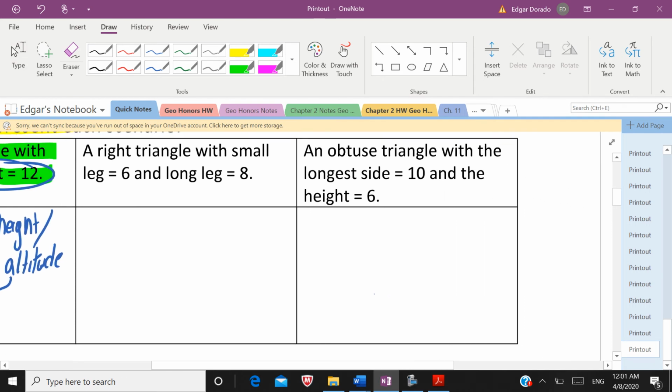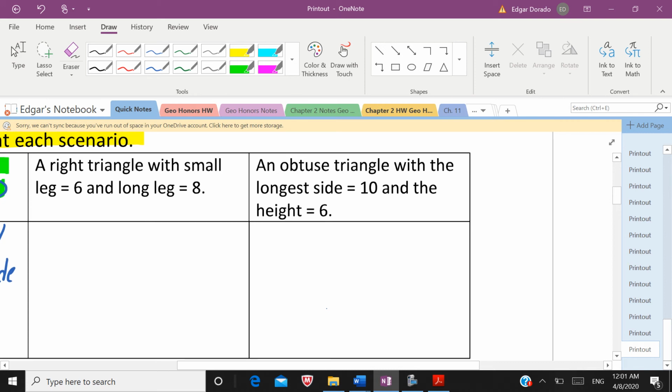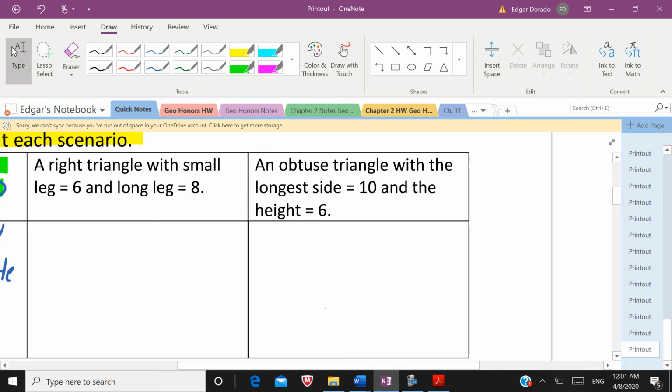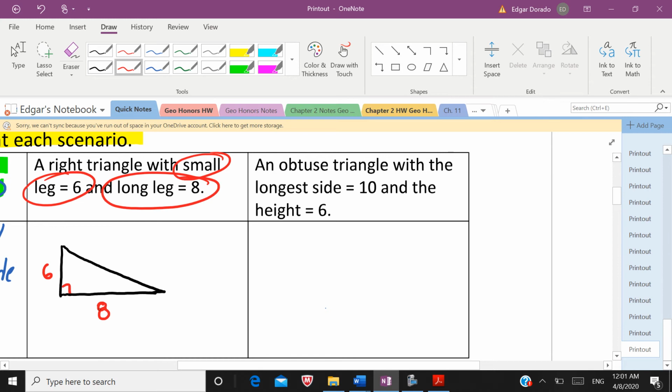For the next one, a right triangle with a small leg of 6 and a long leg of 8. So let's go ahead and draw a right triangle. Okay, alright, here's my right angle. Now it says a small leg of 6. This looks like my small leg. A long leg of 8. That looks like my long leg.